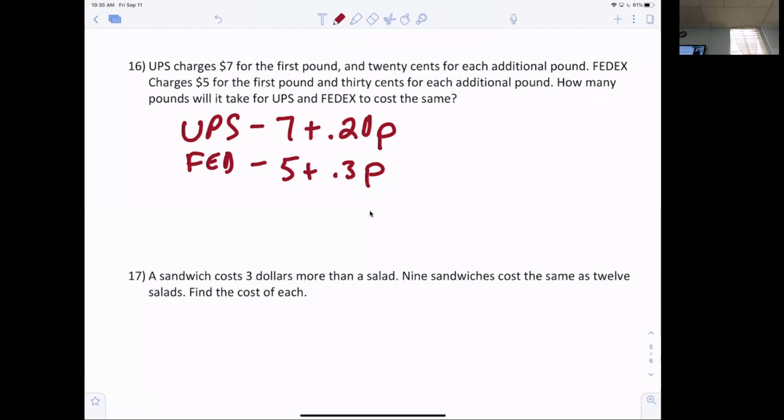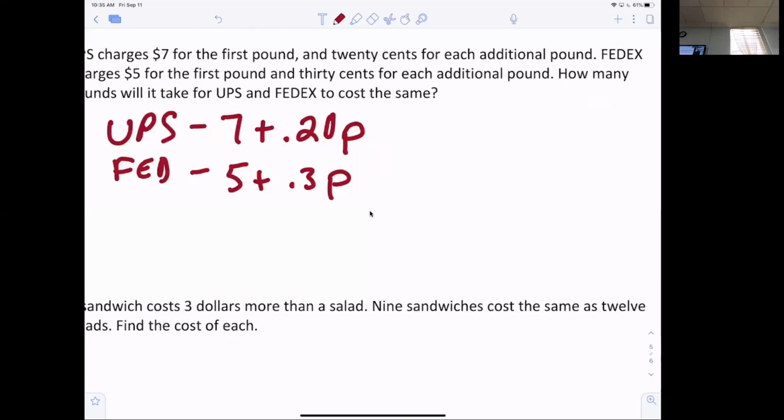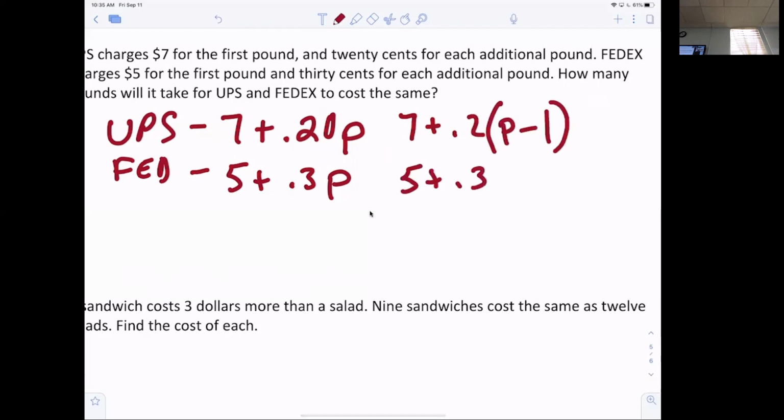All right. Here's what the answer actually is, and then I want someone to tell me why this is correct. $7 plus 0.2 times P minus 1, and 5 plus 0.3 times P minus 1. Why is that? Is it because you're adding 20 cents to each pound? I'm adding 20 cents for each pound except what? The first one.